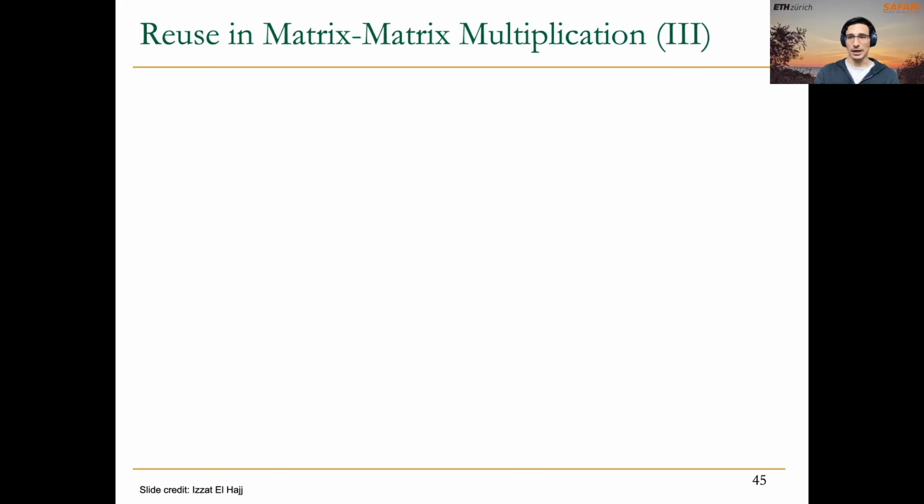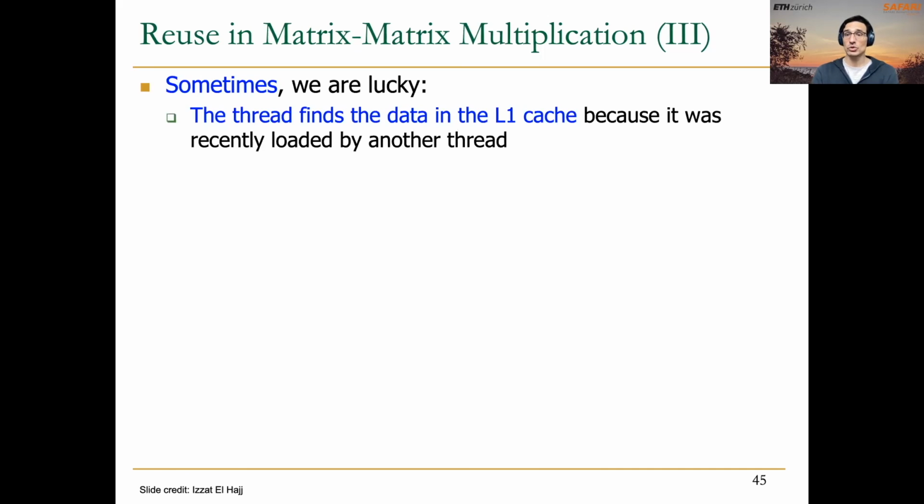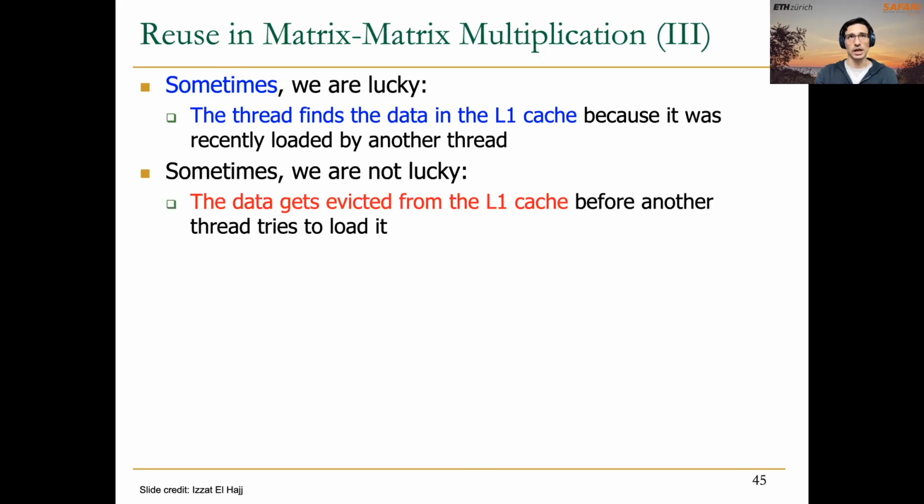If we don't do anything to take advantage of this data reuse, we may be lucky and sometimes find the data in the L1 cache because other threads have requested this data from the global memory, and it turns out that this data is in the L1 cache, but that may not always be the case. And in some cases, we won't be lucky. So the data previously accessed by other threads has already been evicted from the L1, so it's not in the L1 cache anymore. So we'll have to go again to the global memory.